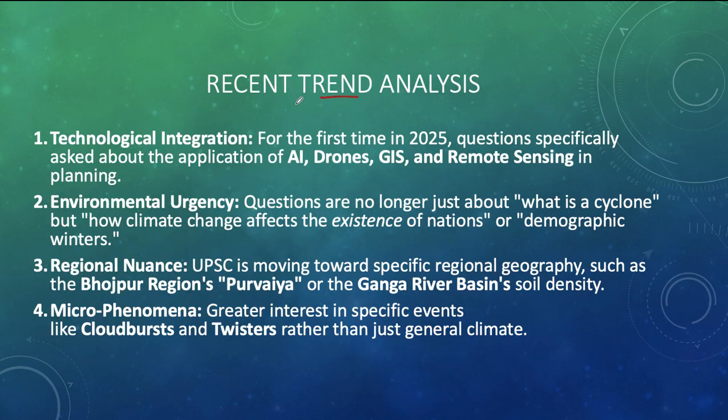And what are the recent trend analyses? What we need to take as a message while appearing for the UPSC Mains 2026 examination. Technological integration we need to do for certain segments of the syllabus, students, like artificial intelligence application, drones, GIS and remote sensing and planning. We need to prepare on this. Environmental concepts can be linked, especially the climatic change related concepts as well, students. And regional impact, they are shifting also. Some questions they are asking about specific North Indian regions or the Ganga River Basin Authority, and micro phenomena like cloudbursts, rather than general climatic impact.